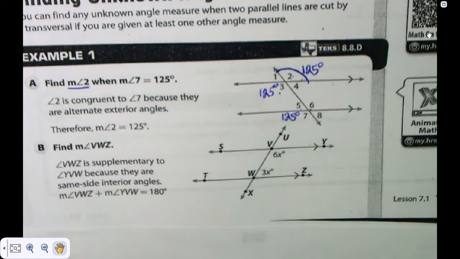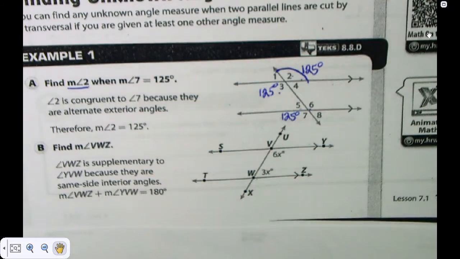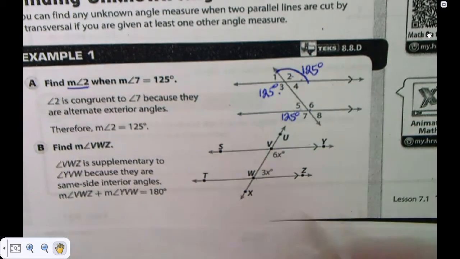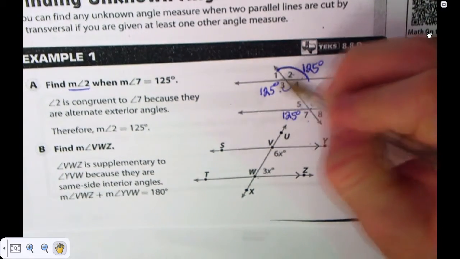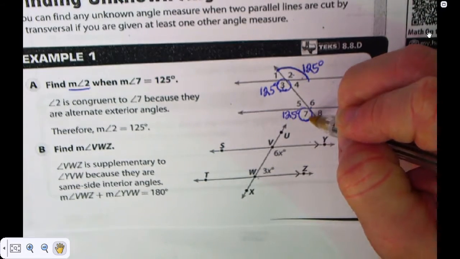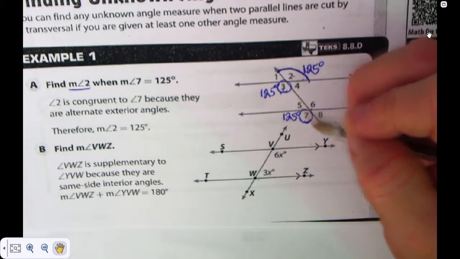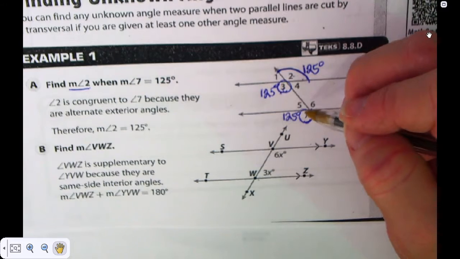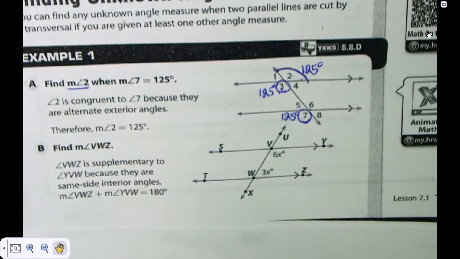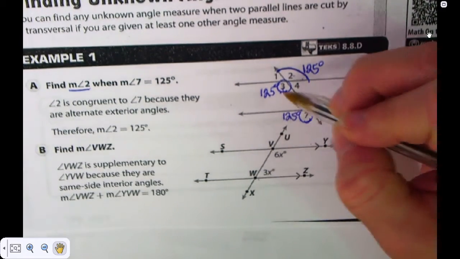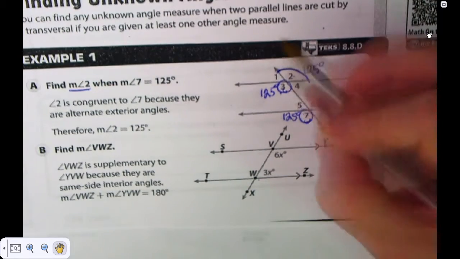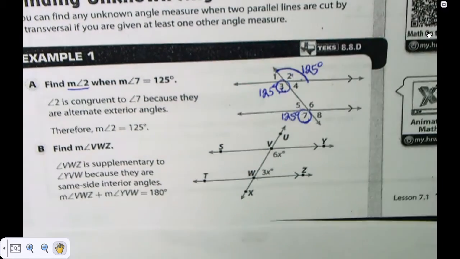Cameron, what does it correspond to? 3 corresponds to what? No, 3 doesn't correspond to 6. 3 corresponds to 7. Look. Yeah, they got to be on the same side, same place in the intersection. So 3 and 7 correspond. Guys, we have to know the reasoning. 3 corresponds to 7. So that's why 3 is 125. And also it's vertical to 2.